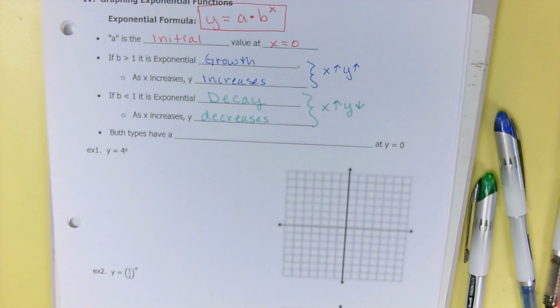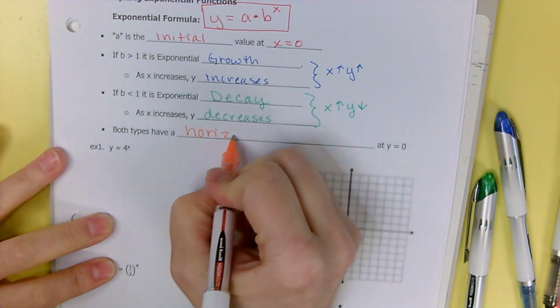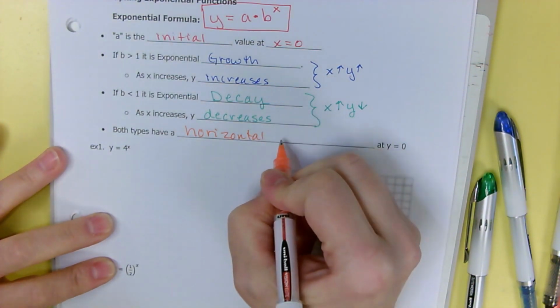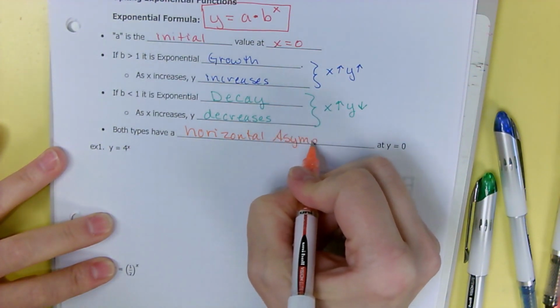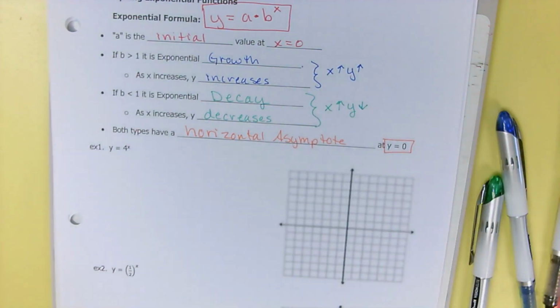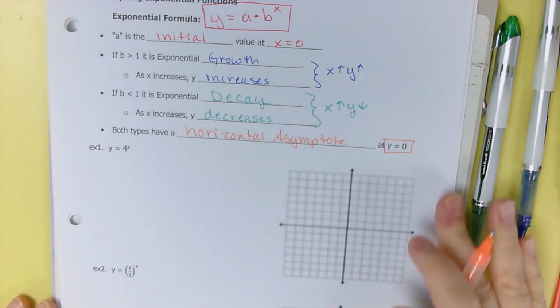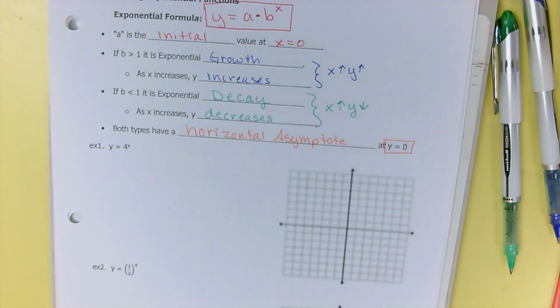Both types, growth and decay, have a horizontal asymptote at y equals 0. Both of them do. And if you remember from what we've done before, an asymptote is an invisible line that the graph gets infinitely close to, but it never crosses it. So we sometimes refer to asymptotes as guidelines because the graph guides closer and closer to that line.